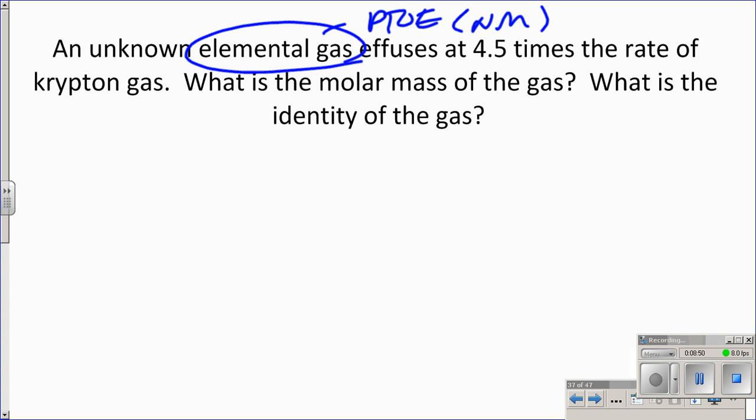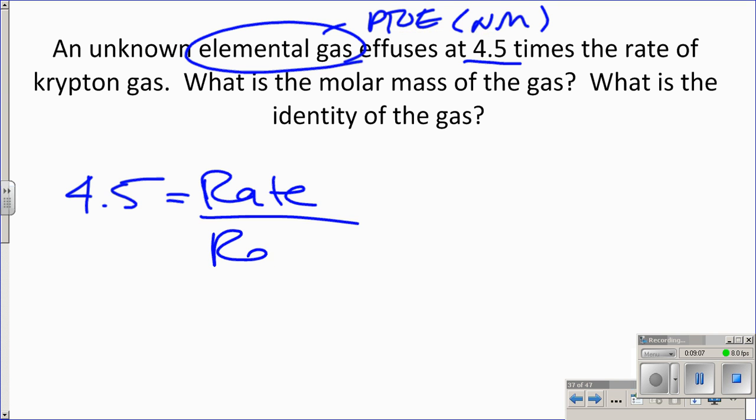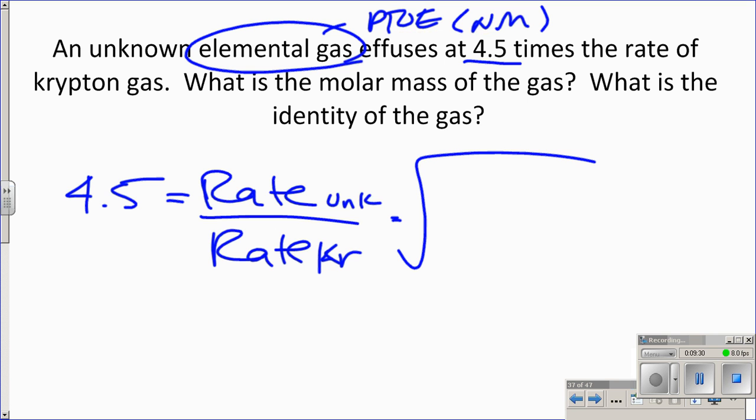So we have different information. We have the rate of diffusion is 4.5. What is the rate of diffusion equal to? Rate A over rate B. Give me some names for rate A and rate B. Why is the unknown on top? Because it's faster. It's saying the unknown gas diffuses 4.5 times faster, so it's the lighter one, the one on top, faster than krypton. So krypton goes down low. That's equal to the square root of what over what?